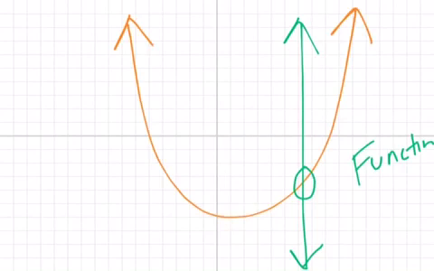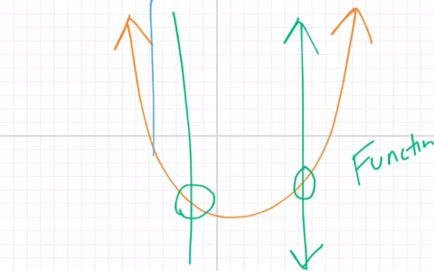Okay, I'm going to draw one more vertical line right here. Oh, it only hit it in one spot. It is a function. What if I drew another line right here? Only hit it right there. So it is a function.